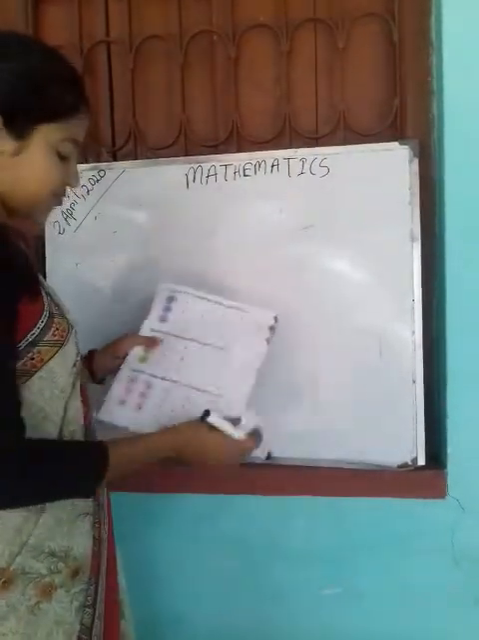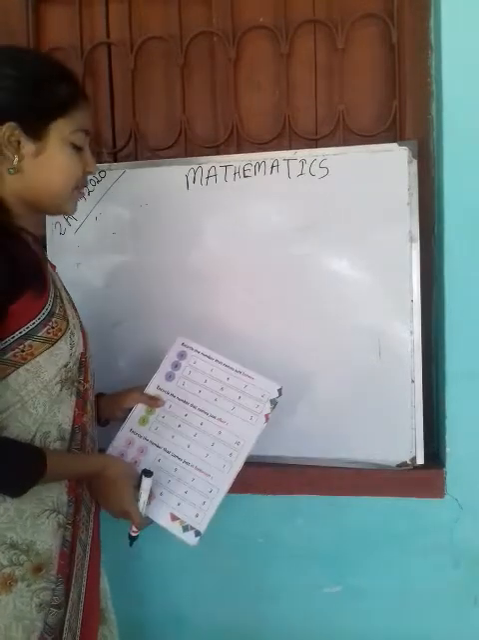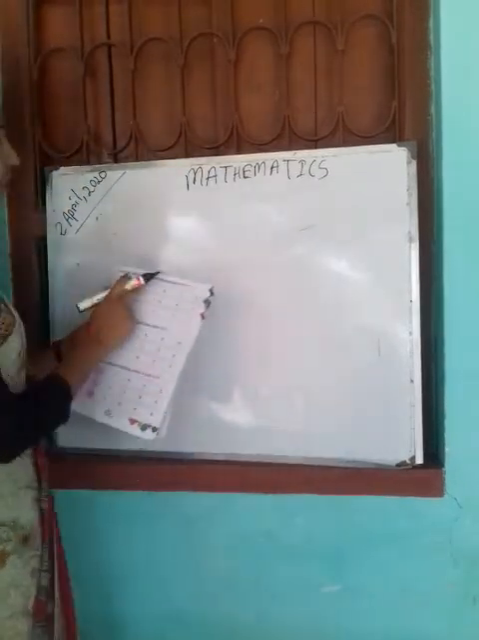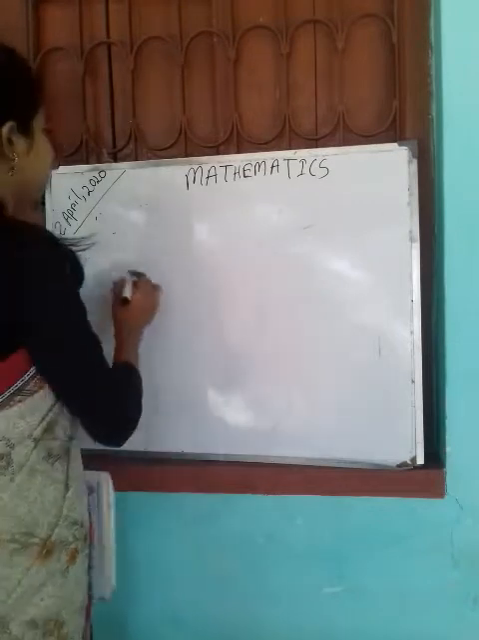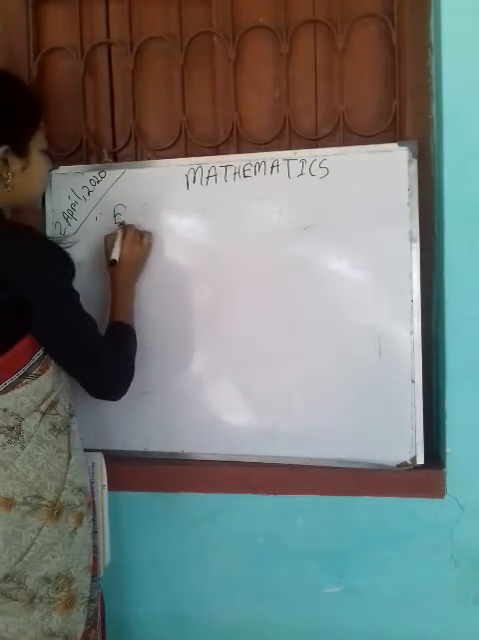Mathematics class. Today we will do page number 9. What is given? Encircle the number that comes just before. Now you have to encircle.